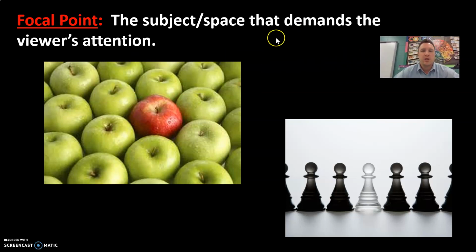Focal point is the subject or space that demands the viewer's attention. So you create this through a level of emphasis like we talked about before. So here you have an artwork with all green apples, and the one red apple draws our attention because that's the one thing different than the rest. So that creates the focal point where the artist wants us to look.